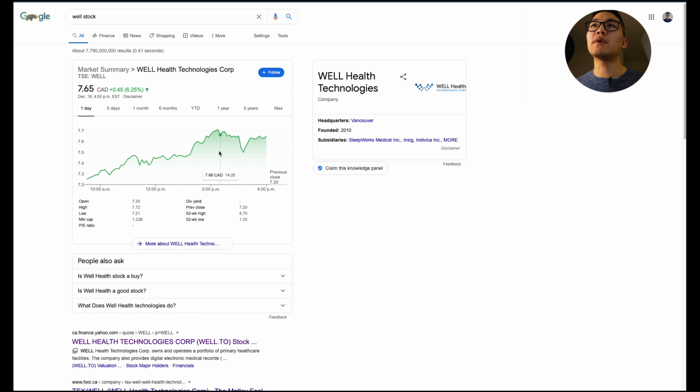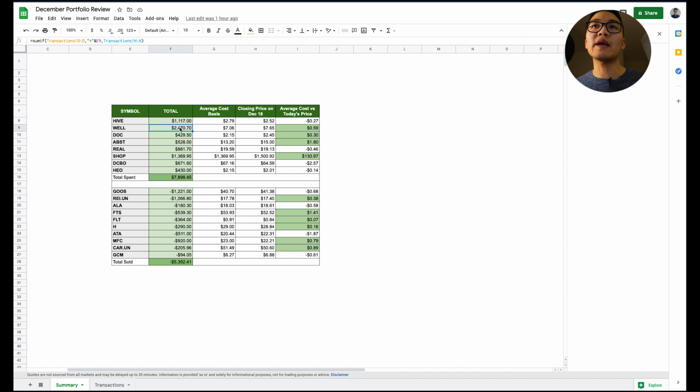And recently, if we go to Wellhall Technology stock, there's been quite a bit of activity, with a price run up from around $6.81 all the way to $7.65. So I've been buying heavily into Wellhall Technologies, just like I said I would, because I think this company is a future of healthcare. I'm more bullish on Well versus Doc, but I'm still buying into CloudMD. I bought at $2.15 as an average cost basis, around $400 of it.